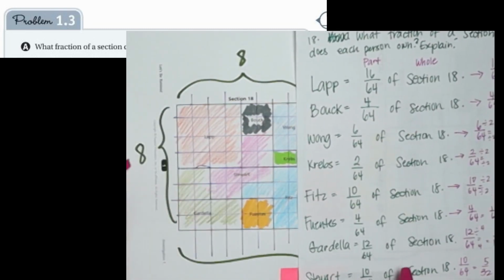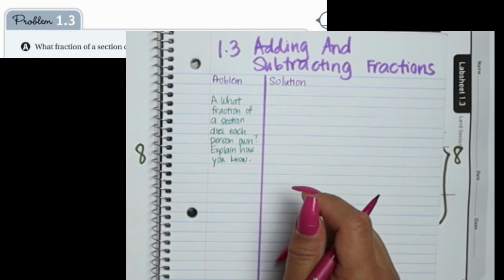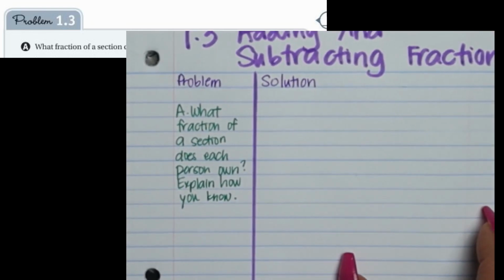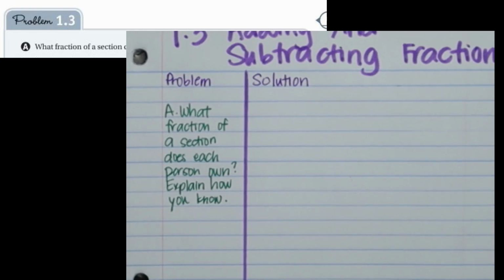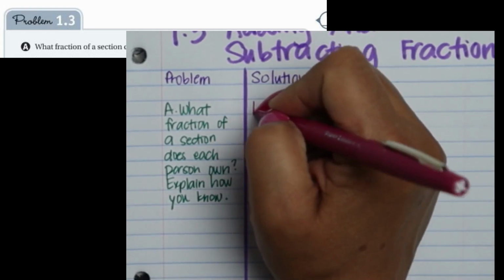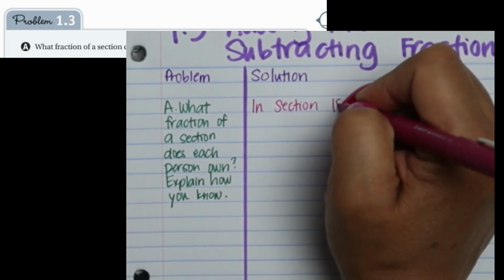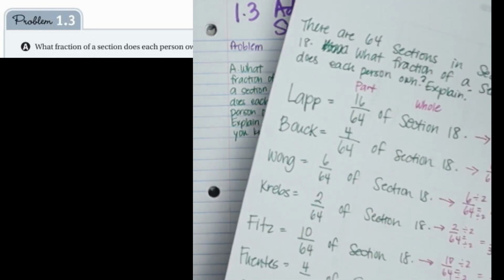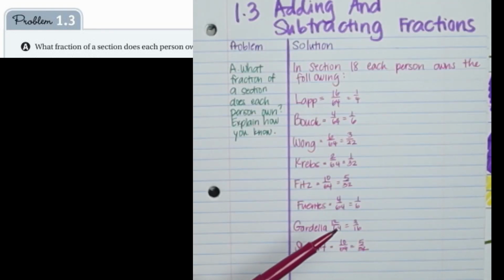And now let's try to answer the question. What fraction of a section does each person own? And we have to do section 18 first. Okay. So in section 18, okay, so I transferred my scratch paper information to my paper here. I have to do the same thing for section 19.